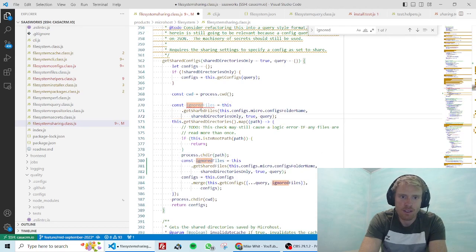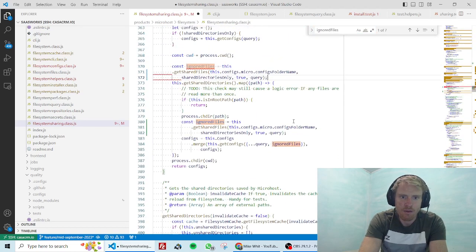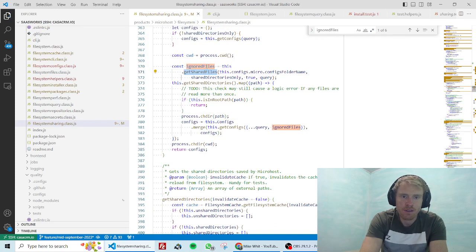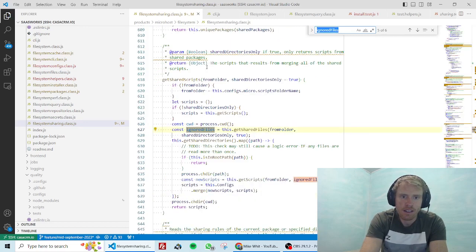For instance, if I search for ignored files again, let's go back and actually remove that so we don't get bad perf. Let's go search for ignored files again, right here.